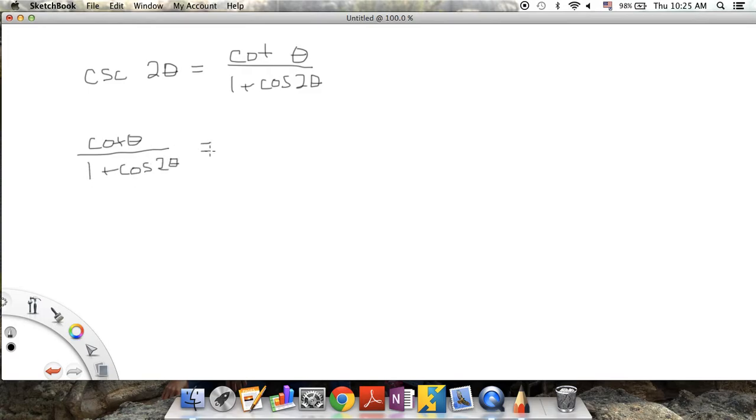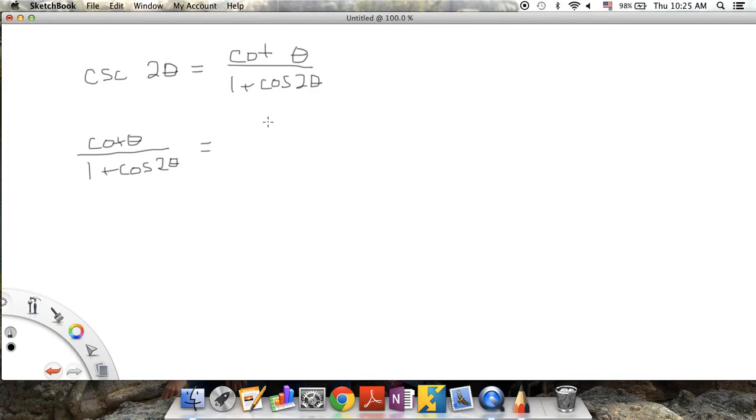What if we want to prove an identity? What if we have the cosecant of 2 theta equals the cotangent of theta over 1 plus the cosine of 2 theta? Well, remember we said we usually start with the most complicated side and we work our way to the other side. So we're going to start with the cotangent theta over 1 plus the cosine of 2 theta.